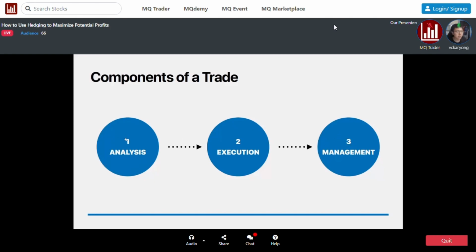So analysis can be fundamental, can be technical. Execution is based on how you're going to get involved in it, what strategy you use. Is it a candlestick formation? Is it a breakout trade? Is it a chart pattern, etc.? And then management is where you're going to get out if you're wrong, where you're going to get out if you're right. Are you going to trail stops? Are you going to use hedging, etc.? Basically, you need to be clear on that.